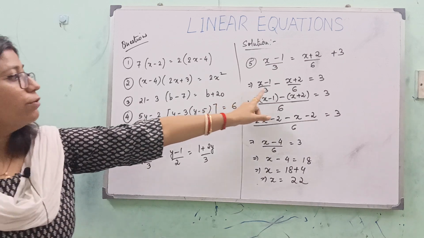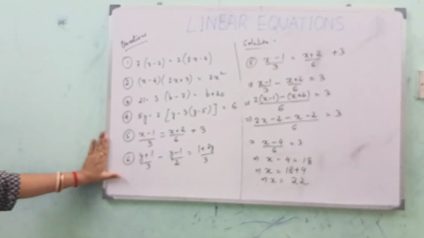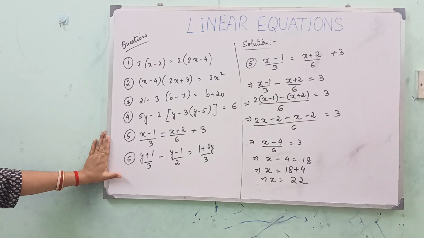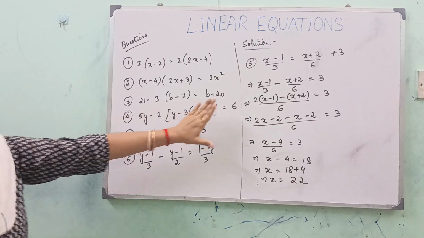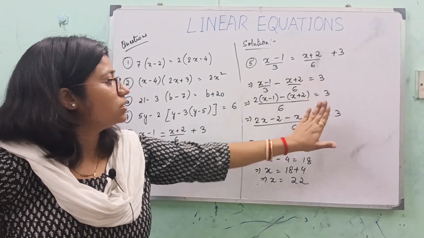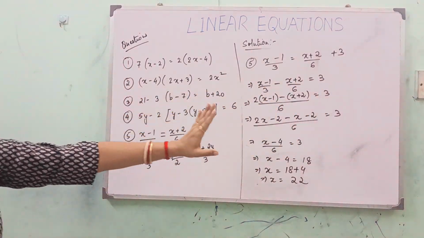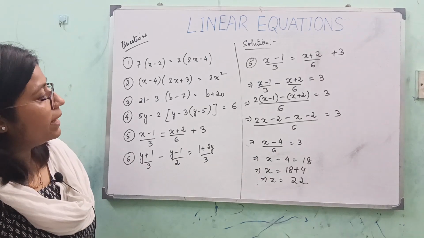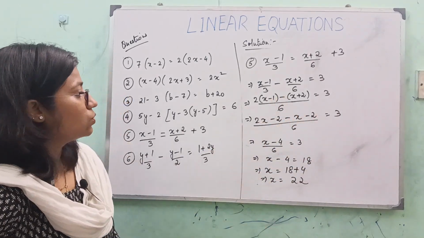So the LCM of both the denominators is 6. Now 6 divided by 3 is 2, so 2 into (x minus 1) minus 1 into (x plus 2), by 6 is equal to 3. This is how we do our fractions, the normal fractional way. And then simplifying it, removing the bracket. So 2x minus 2, and this is minus x minus 2, by 6.